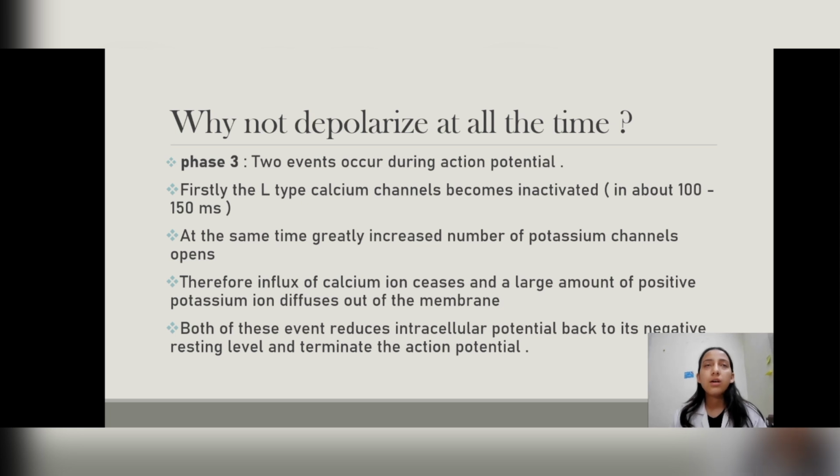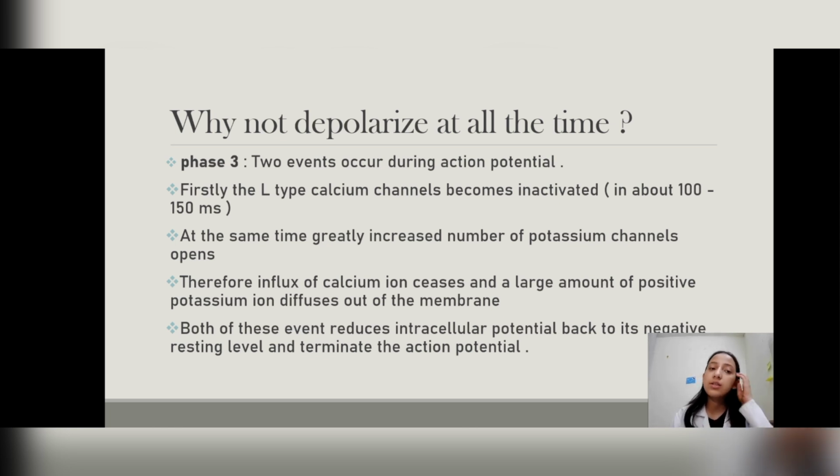Next, why is the state of depolarization not continued all the time, like as if L-type calcium channels could be open for a long time? So now we will answer this question. Now phase 3. Two events occur during action potential. Firstly, the L-type calcium channels become inactivated in about 100 to 150 milliseconds.